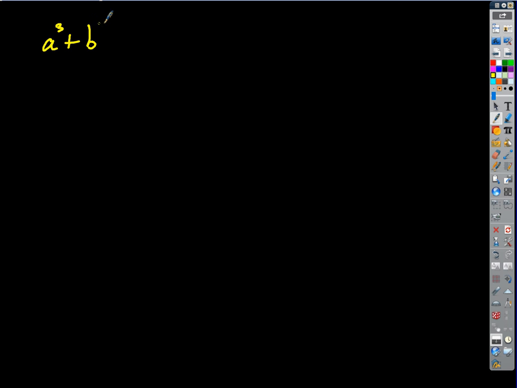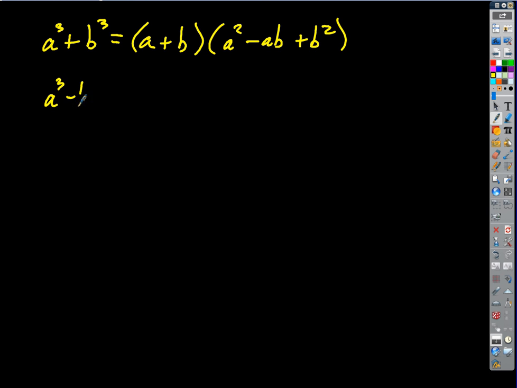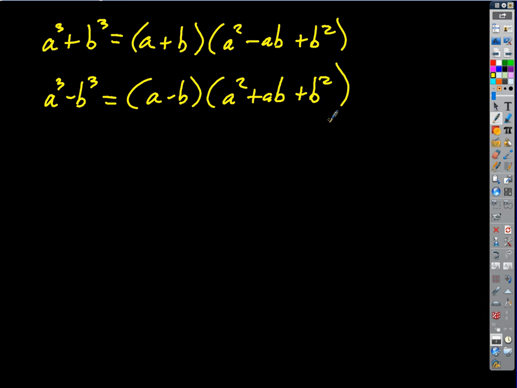So a cubed plus b cubed is what? A plus b times a squared minus ab plus b squared. Okay. Difference of cubes? A minus b times a squared plus ab plus b squared. There you go. Okay? Yes, sir.